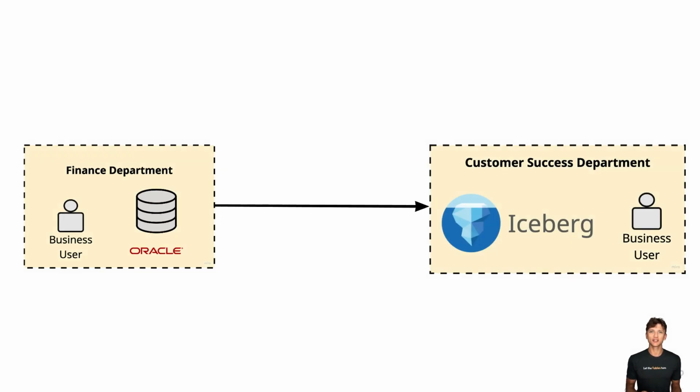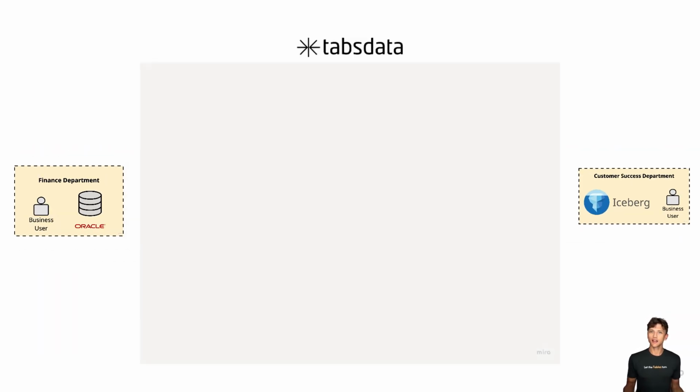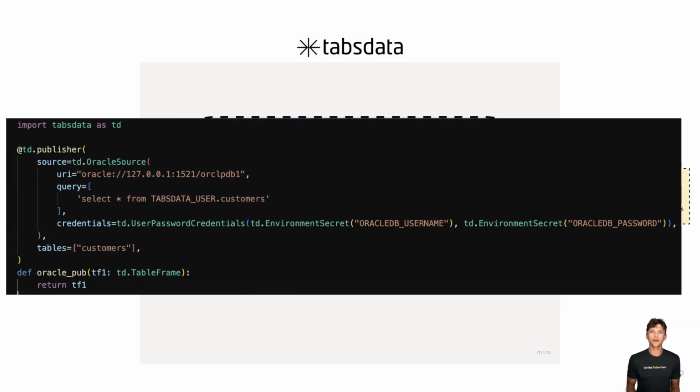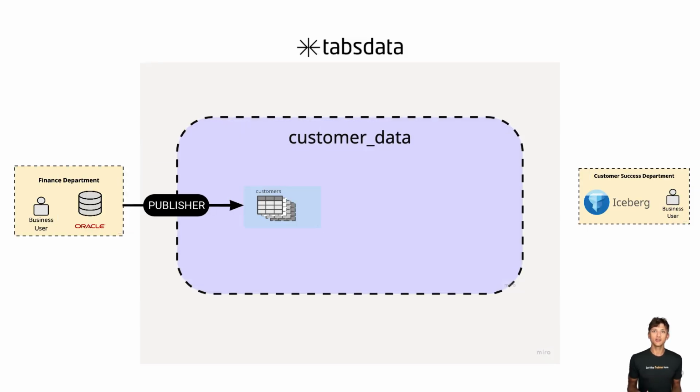So let's walk through an example to see all of this in action. Imagine your team wants to send customer data from an Oracle server into some AWS Glue Iceberg tables. You would start by creating a Tabsdata instance and then set up a collection called customer data. Inside this collection, you'd build an Oracle publisher function, and in the function decorator, you would define the authentication and query for the Oracle server. You would also define the target Tabsdata table where the data will be written, in this case, a table called customers.